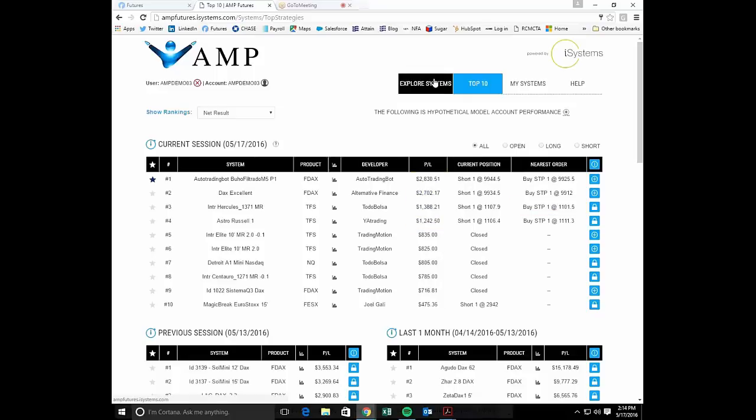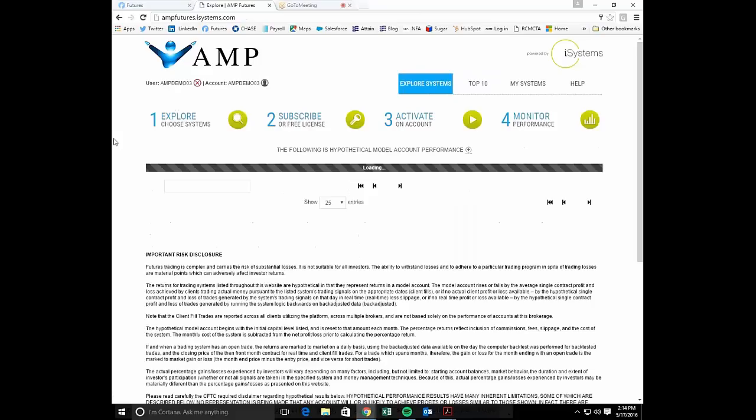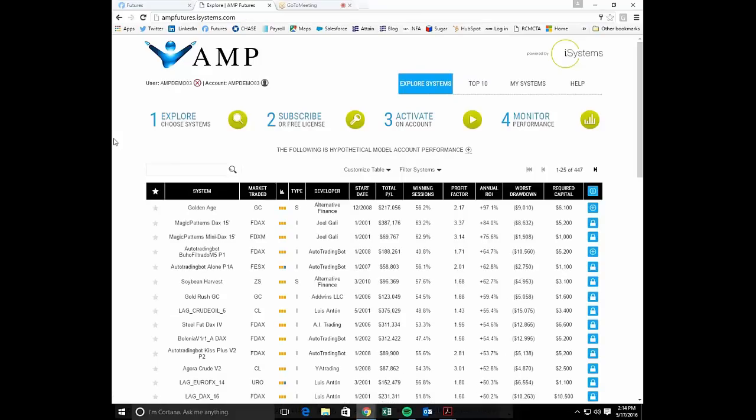I'm comfortable with the platform as far as the testing model, and I know I've said this a couple times, and I'll stress it one more time, that all these systems, 447 systems, are loaded on our servers, and so there's no intervention from the system developer. Again, if they want to make a change, you'll see a different version.